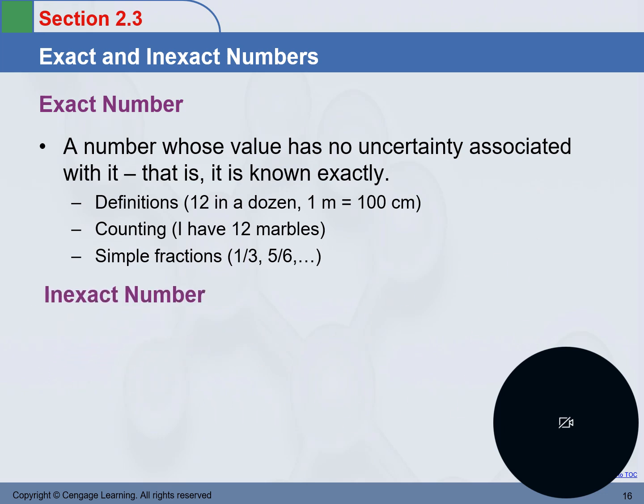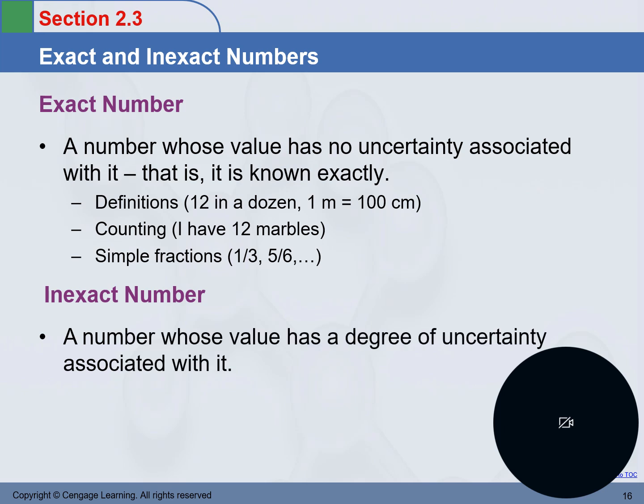An inexact number is a number whose value has a degree of uncertainty associated with it. Inexact numbers may result anytime a measurement is made. It's impossible to make an exact measurement. Some uncertainty will always be present. Flaws in measuring device construction, improper calibration of instruments, and the skills or lack thereof possessed by the person measuring with that device can all contribute to error or uncertainty.